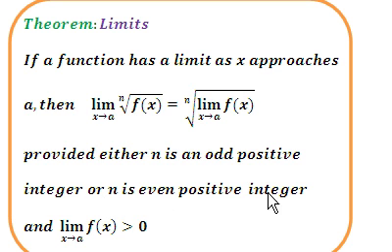However, if n were an even positive integer, and the limit of f of x as x approaches a is greater than 0, then this would also be true because of the OR. But in our particular case, we have n is an odd positive integer. And so this is what we did to solve the limit.